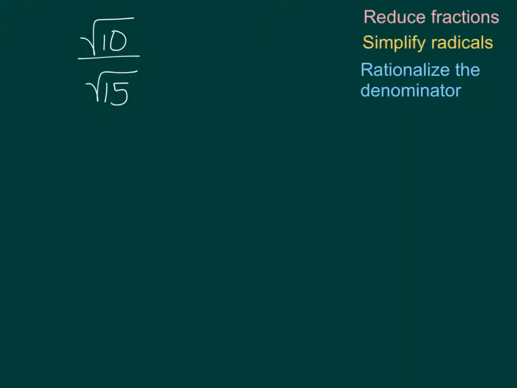This next example, again, I'm going to start by reducing fractions. Actually, I have to because neither one of those radicals can be simplified. But 10 and 15 can both be divided by 5. So we get radical 2. 10 divided by 5 is 2. 15 divided by 5 is 3.